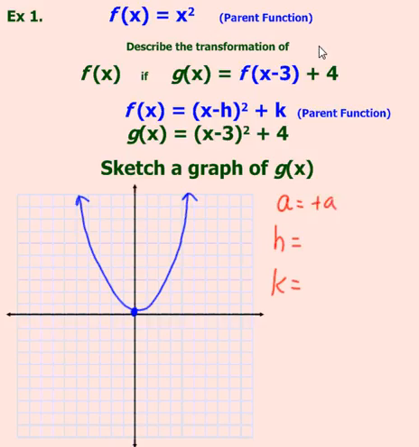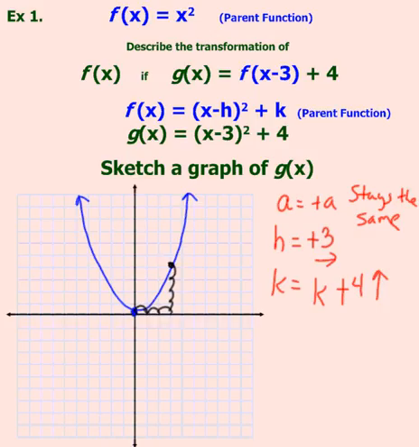Our a value is always out front, so a is the same, or it's a 1 in this case. Our h value is always opposite of what we see in the function. So our h value will be a positive 3. And our k value stays the same, so our k value will be a positive 4, meaning that we're going to move up 4. If we look at our critical point, we're going to be moving that point right 3 and up 4. We're going to plot our new point there, and we're going to have the same basic shape. There was no reflection, so it should still be opening the same way as it did in the parent function.